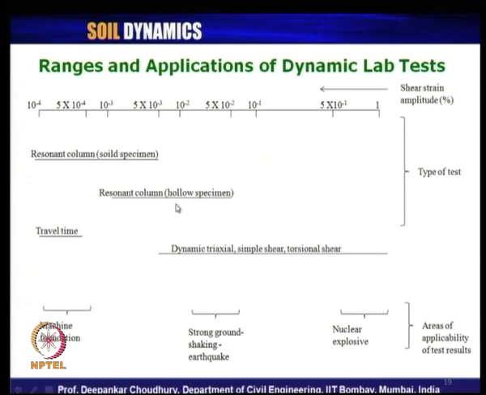Whereas, if we use a hollow specimen in that same resonant column test, generally we can go a little higher value of the cyclic shear strain amplitude, which is about 5 into 10 to the power minus 2% to about 10 to the power minus 3% of the value of the shear strain amplitude we can apply to our soil sample, and the results we will get are pretty good.